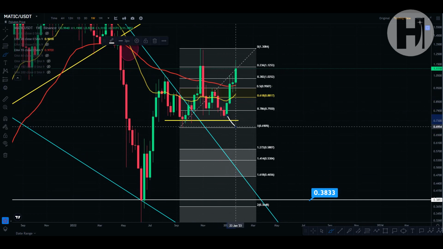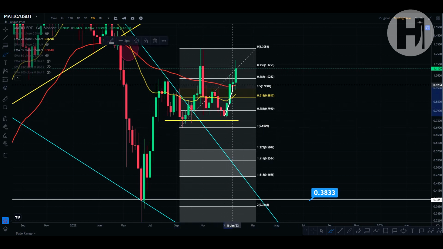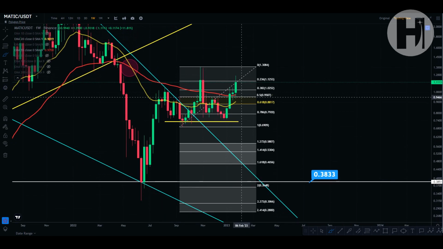Worst case scenario, we could have come down to the 69-cent area, which is the swing low of the fib. And from there, we started pumping, and right now we're running into the 0.236. So potentially we could see a pullback towards the 55 EMA. Currently, that's sitting at 97 cents. So that's going to be a good entry point for anyone looking to enter Polygon Matic.